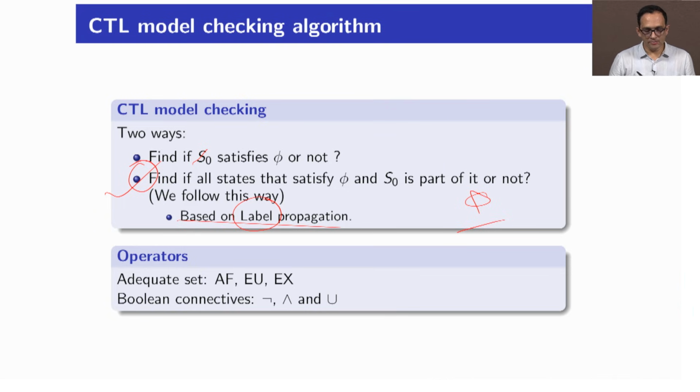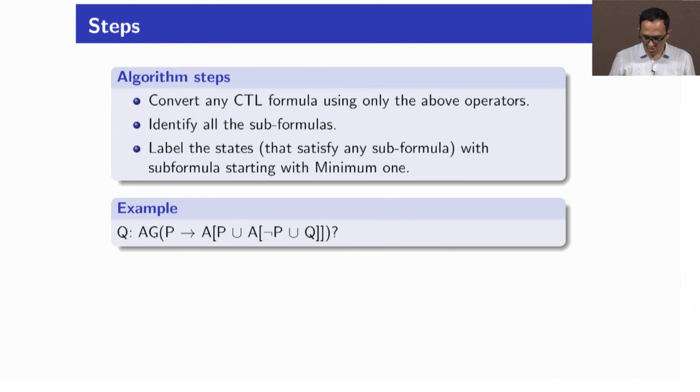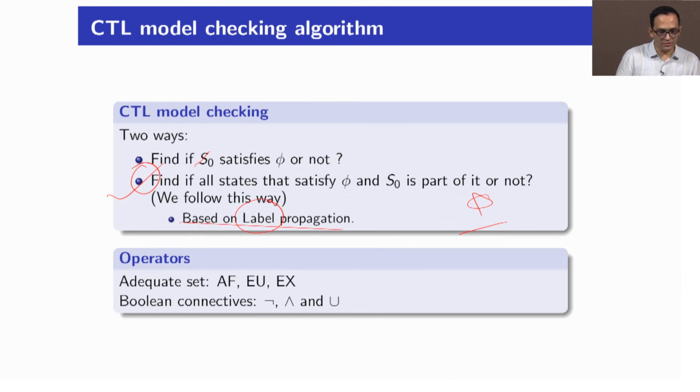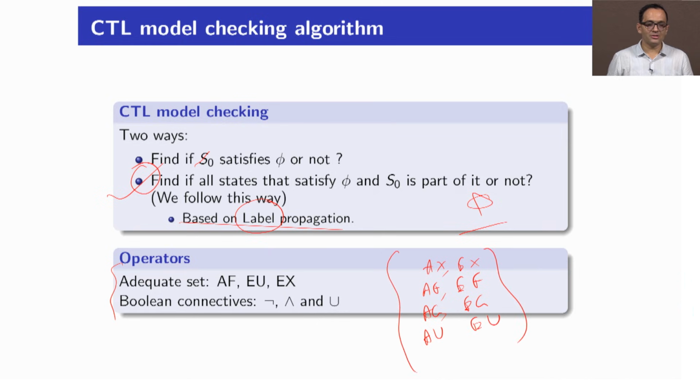Okay, so now given a bigger formula, before going to the algorithm further, we have already discussed the adequate set in the previous class. We have already seen that there are 8 combinations: AX, EX, then AF, EF, AG and EG, and AU and EU, right? So there are 8 possible temporal combinations, but we have already identified the adequate set. If I can find an algorithm for only these 3, that would be sufficient, right?